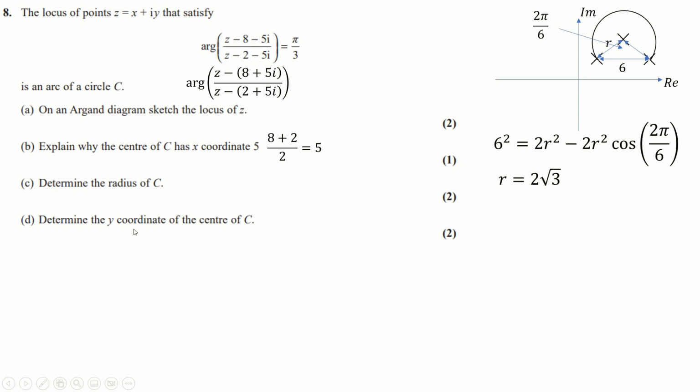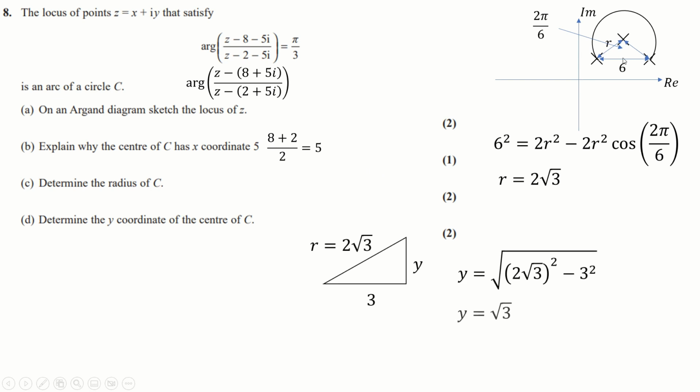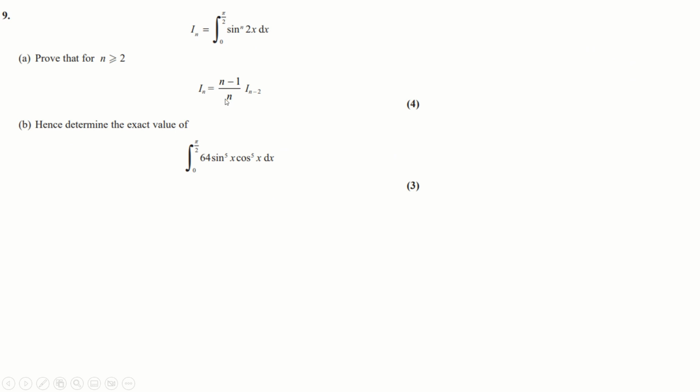So that's the radius, and then determine the y-coordinate. So I just drew a little triangle coming down from here. This distance is 3 because it's halfway along. That's r, which is 2 root 3. I think I can work out this length by Pythagoras by doing that. And then of course these points are already 5 high. So we're just going to do 5 plus root 3, and that will be the distance up to the center of the circle. Excellent, yeah, Eddie Wu's video, go watch it.